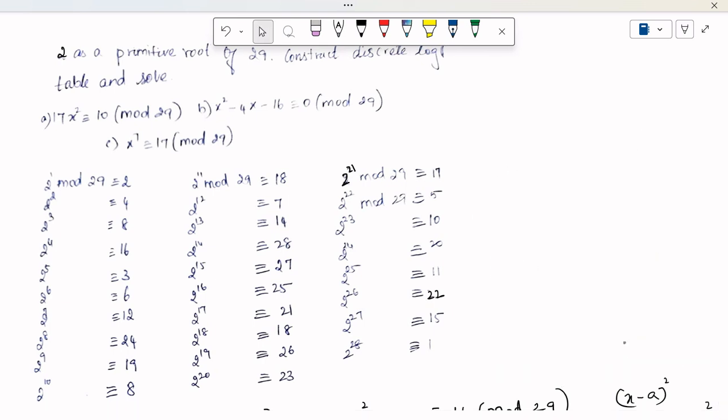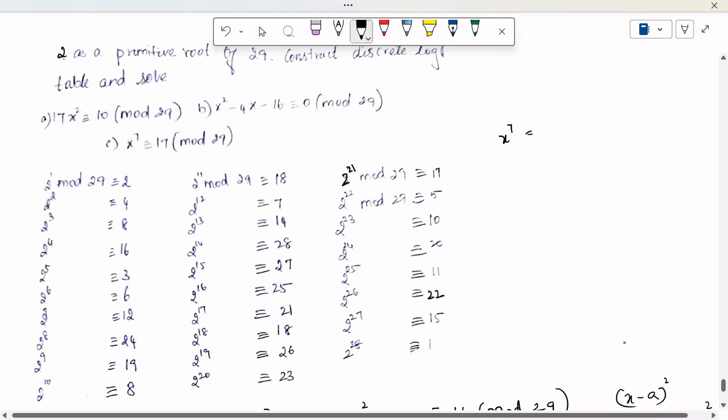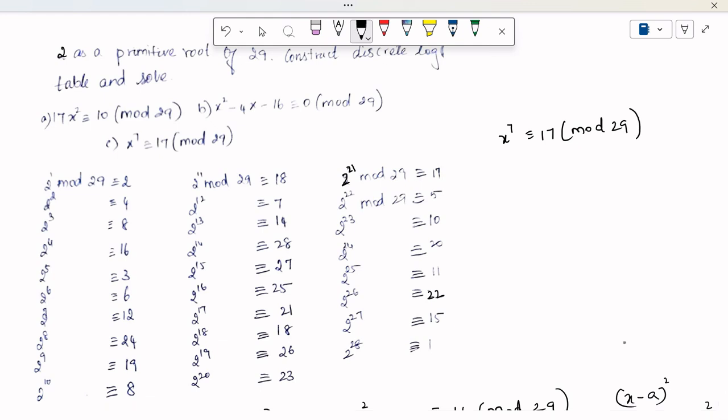We can try it out here. x^7 ≡ 17 mod 29. So what is 17 here? From this table, 17 is 2 to the power of 21. So x^7 is congruent to 2^21 mod 29.